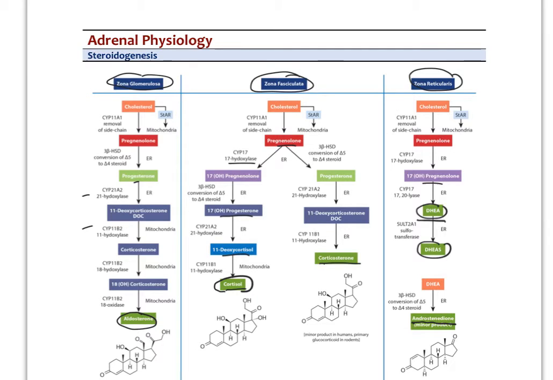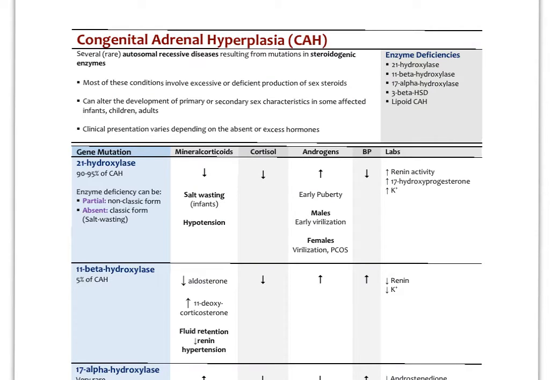Okay, so that's going to be important as we look at the congenital adrenal hyperplasias next, which are genetic disorders, usually of a deficiency of one of these enzymes in these different pathways. So congenital adrenal hyperplasias are relatively rare. They're autosomal recessive diseases, and again, they result from mutations of one or more of the steroidogenic enzymes.